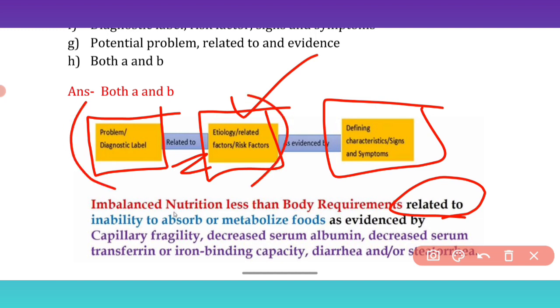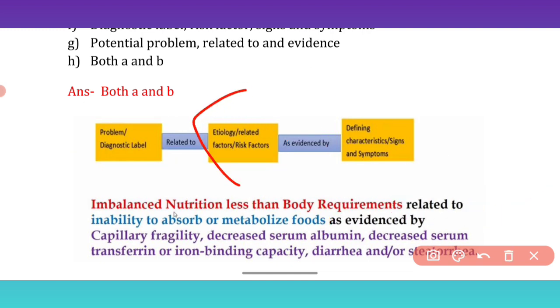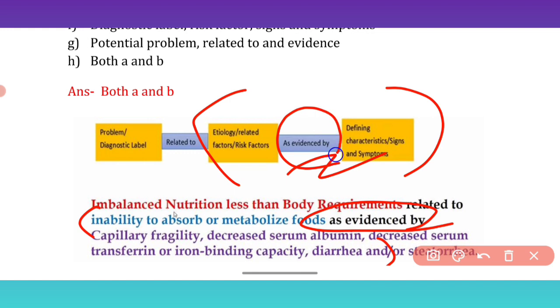So these two points are connected with what? Related to. Same way here, these two points are connected with what? Related to. The next one is the etiology or risk factors. It is connected to the characteristic signs and symptoms with the evidence. Here you can see inability to absorb or metabolize the food as evidenced by decreased iron binding capacity, diarrhea, steatorrhea. So here as evidenced by is there. This is the one which is connecting the second and third components.